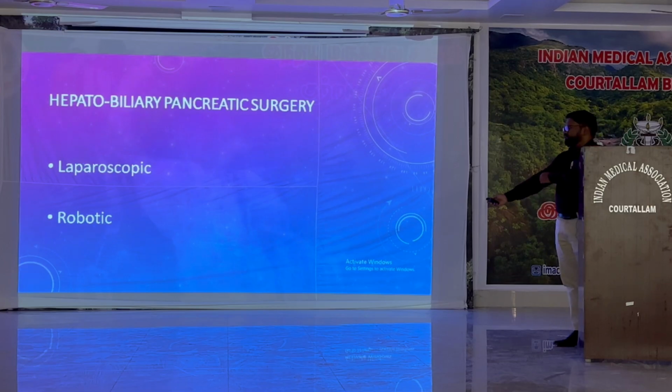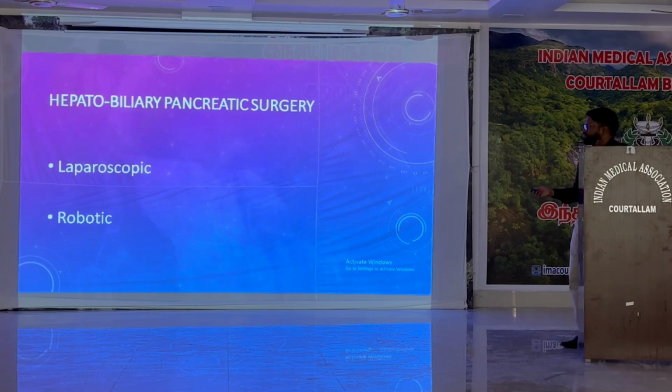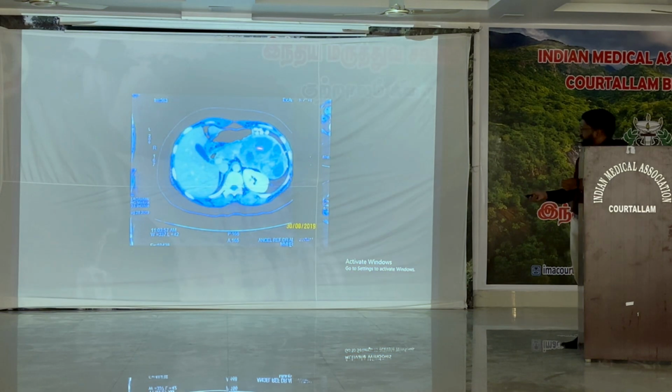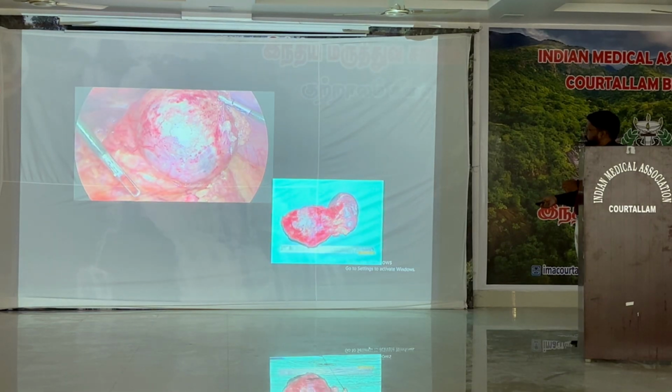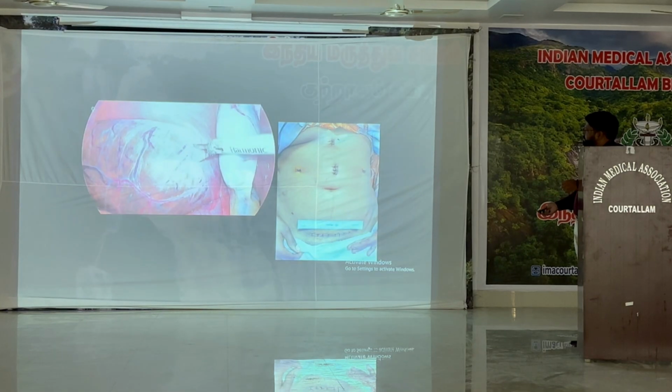So that being said about obstructive jaundice, I'll briefly touch upon my area of interest, which is hepatobiliary surgery in minimal access, both laparoscopic and robotic. I'll just show a few cases. So this was a large SPEN, solid pseudopapillary tumor of the pancreas in a young lady. So I did a laparoscopic distal pancreatosplenectomy. So that is the specimen removed by a small incision.